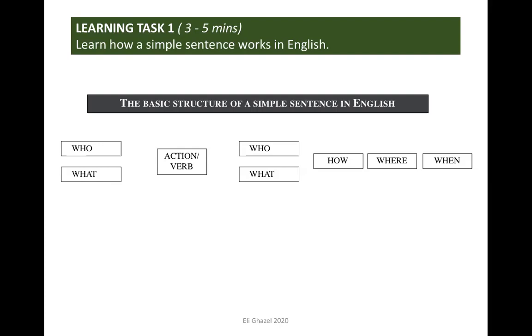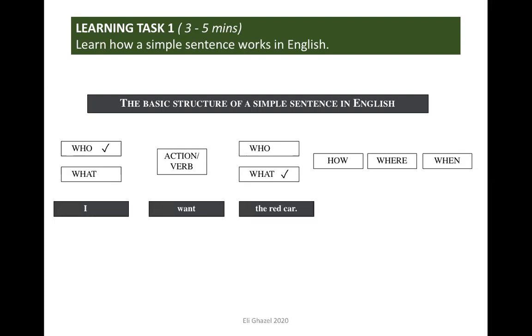So let's have an example from the sentences that we did. Notice we always try to use the sentences that we've used before, because as the sentences become familiar, it's easier to use familiar sentences to learn something new. So I, which is a who, want, which is the verb or the action, the red car. What do you want? The red car. So the red car is a what? Don't read word by word.